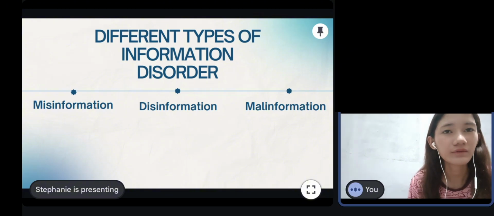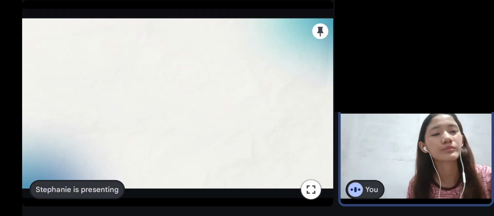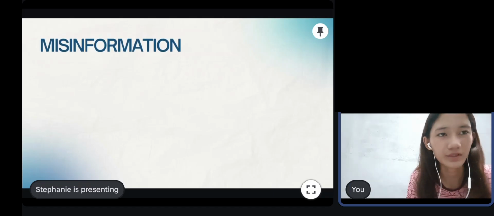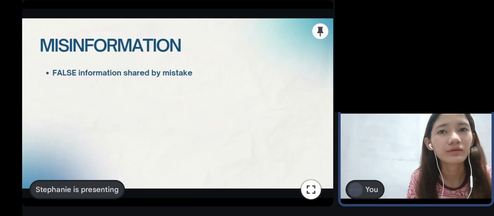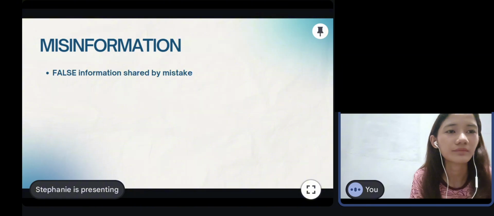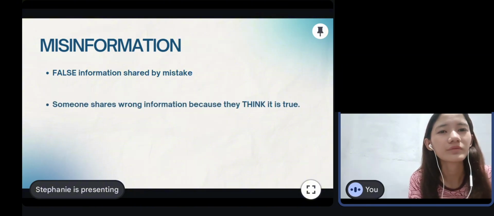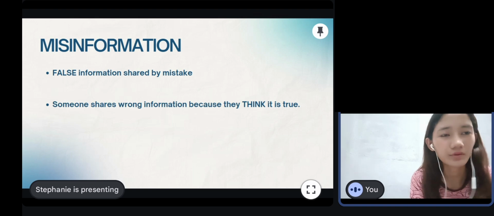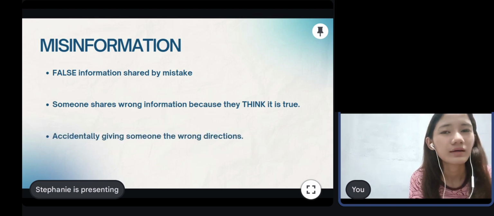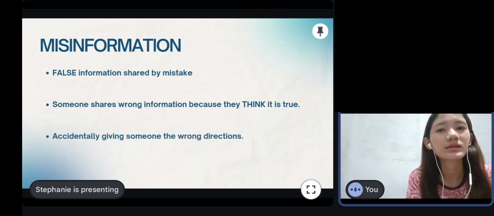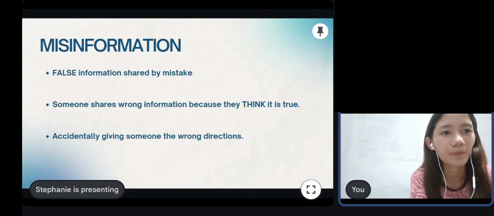So the first information disorder that I will be discussing is misinformation. It is false information shared by mistake. An example is someone sharing wrong information because they think it is true, or someone accidentally giving someone the wrong directions.